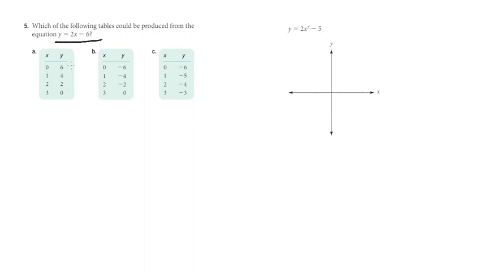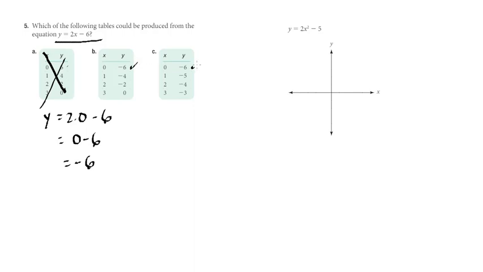We'll try A first. If x is 0, is y 6? I don't know. 2 times 0 minus 6, this would be 0 minus 6, which equals -6. No. If x is 0, y is -6, so you don't work, bud. Ooh, that one works. Oh, and that one works.